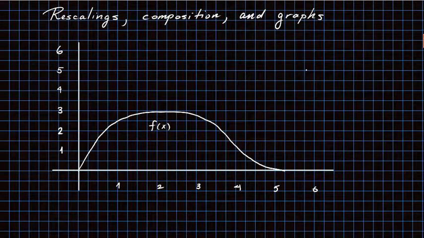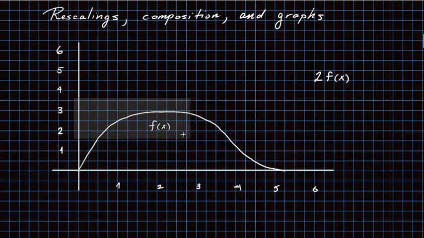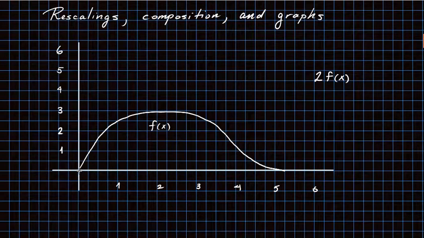For example, we could have this function f of x, and then we decide to multiply all the values by 2, so 2 times f of x. That's a composition with the rescaling by 2. So what is the graph of this? Well, we just rescale all the values. If f of x is 0, nothing happens because 2 times 0 is 0. But up here, the value of f of x is 3, so 2 times 3 becomes 6.